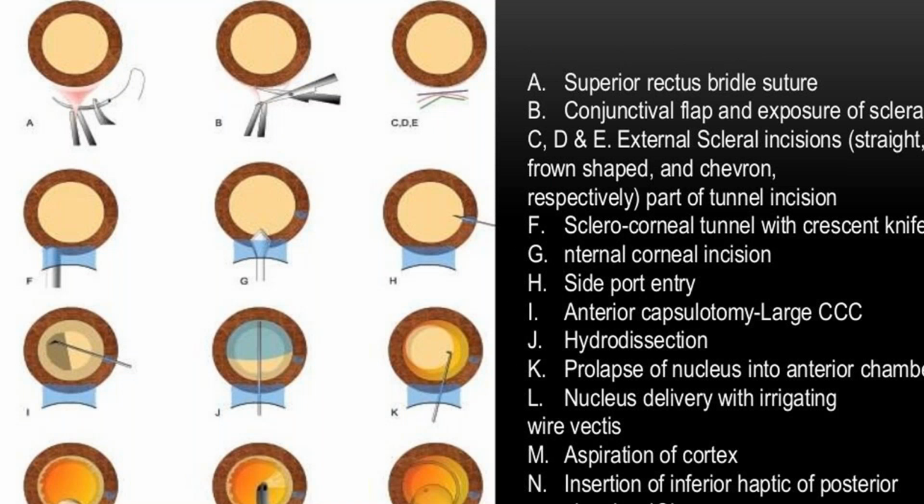Okay. So firstly, superior rectus bridle suture is applied, then a conjunctival flap is raised to make a corneoscleral tunnel, which is supposed to be a self-sealing triplanar tunnel. Side port entry is done. Anterior capsulotomy, then there's a hydrodissection, prolapse of nucleus into the anterior chamber, nucleus delivery with irrigating wire vectis, aspiration of the cortex, insertion of inferior haptic into the posterior bag.